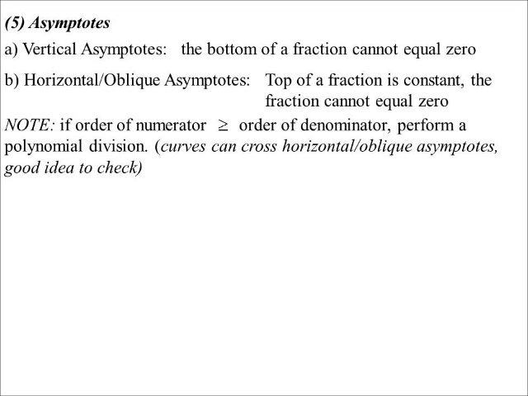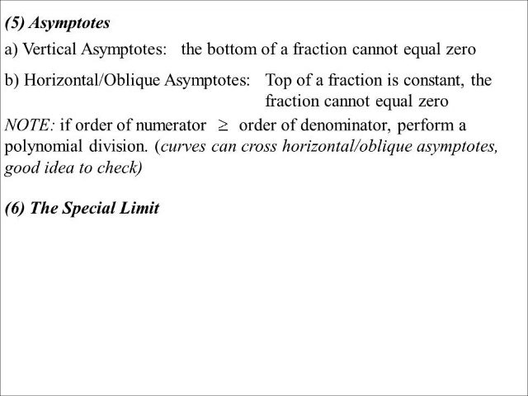And if the order of your numerator is greater than or equal to the order of the denominator, we do a polynomial division and then have a look at that. It is possible, remember, for a curve to cross an oblique or a horizontal asymptote. So sometimes have a look and just check whether that can happen.